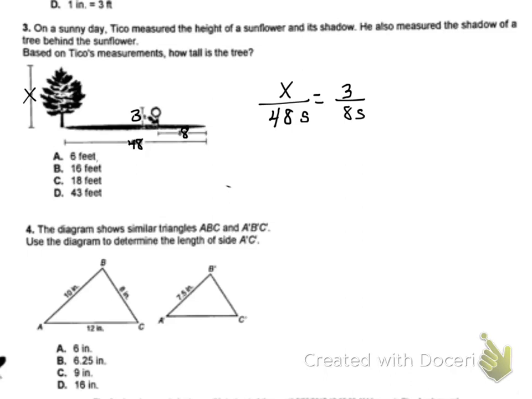One thing I can do is, how can I get from 48 to 8? So what I'm really doing is dividing by 6, right? Because remember, proportions are equivalent fractions. So what divided by 6 equals 3? Well, that would be 18. So the answer is C.